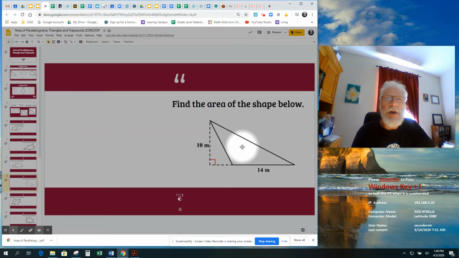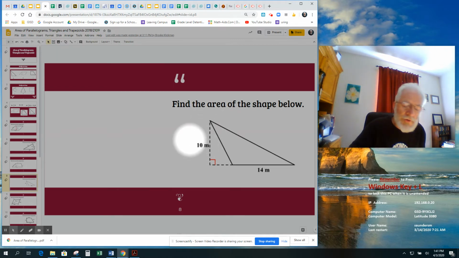Now, this is an obtuse triangle. So this angle here is greater than 90 degrees. So we have to extend the sides out so that we can find the height. Our base is the side down here, so 14 meters is our base. But to find the height of the shape, we have to have a perpendicular measurement from the base to the top of the figure. And so our height is 10 meters. All right, so let's write down our area formula. Area for a triangle equals 1/2 base times height.